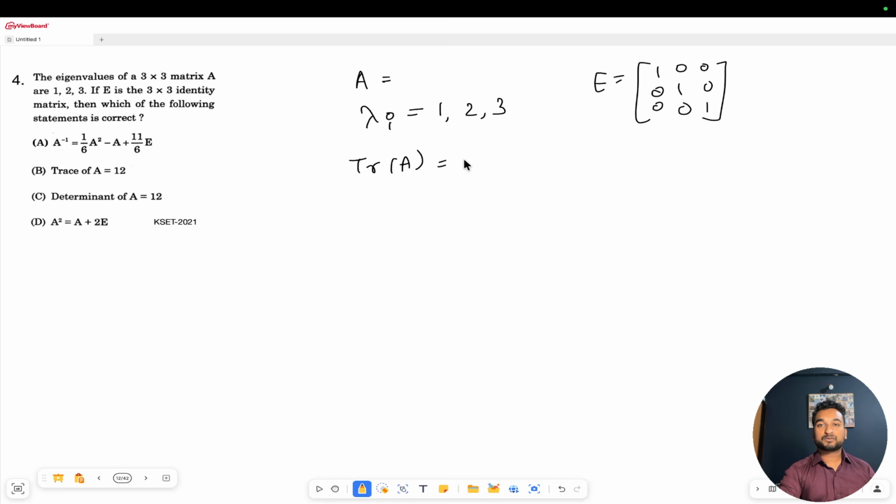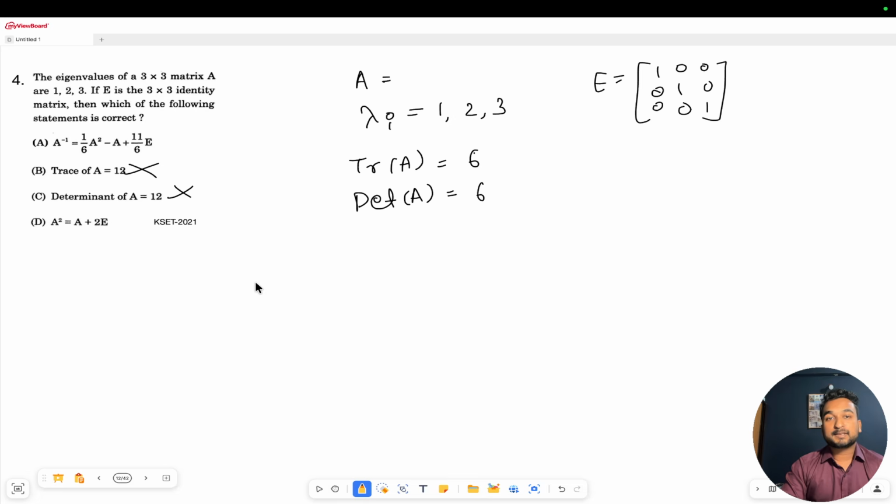Sum of eigenvalues. 1 plus 2 plus 3 is 6. And determinant of A will be what? Product of eigenvalues. That is 3 into 2 into 1, it is 6. Okay. So neither of these two is correct. So these two options are eliminated. Now this question will be solved by a theorem called the Cayley-Hamilton theorem.